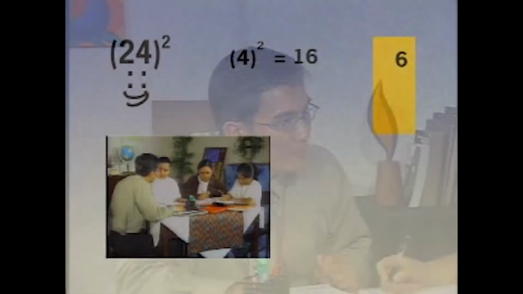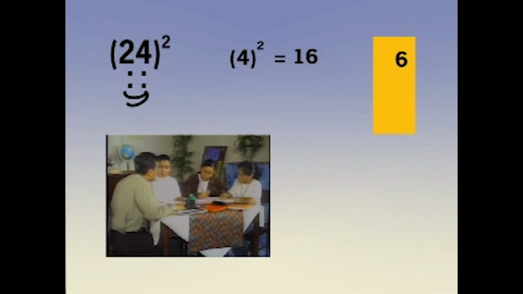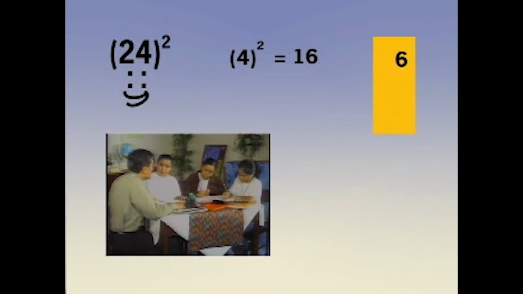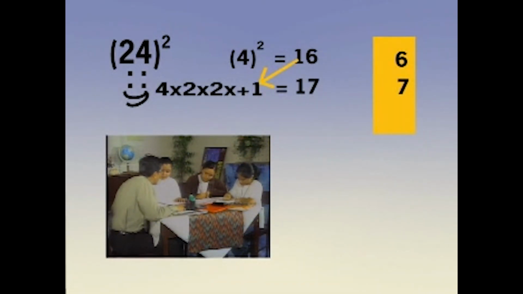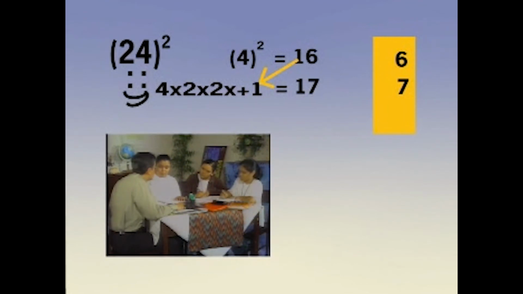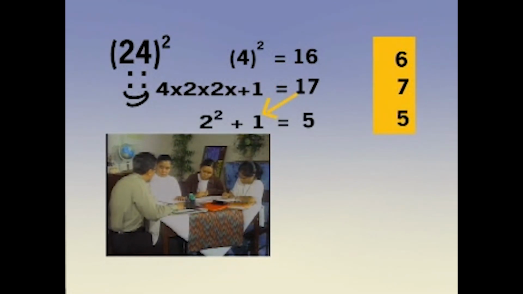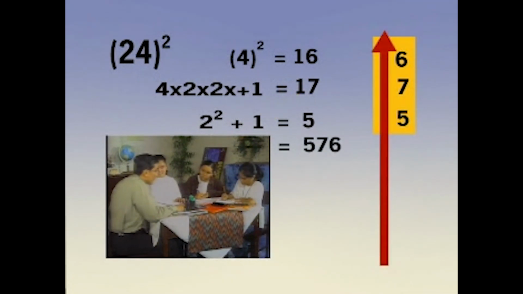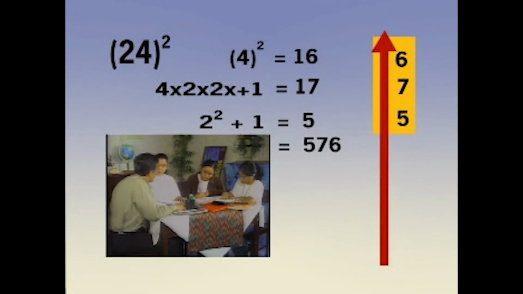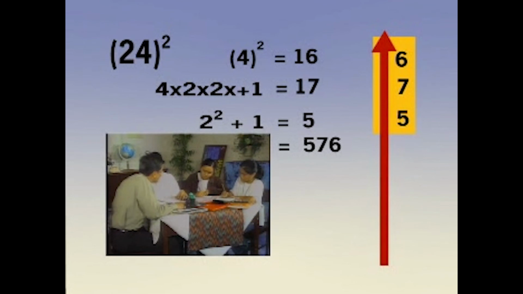Yes. But you can still do the squaring faster. Start from the rightmost digit. 4 squared equals 16. We write 6 and carry 1. Quantity 4 times 2 doubled equals 16, plus the 1 carried equals 17. Write down 7, carry 1. 2 times 2 equals 4, plus the 1 we carried over equals 5. Therefore, 24 squared equals 576.